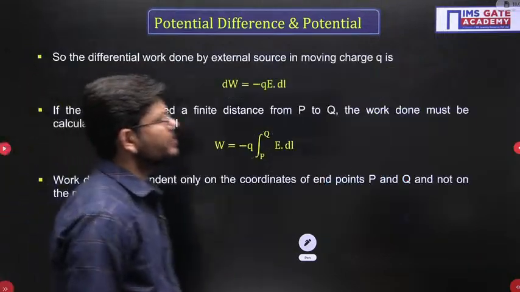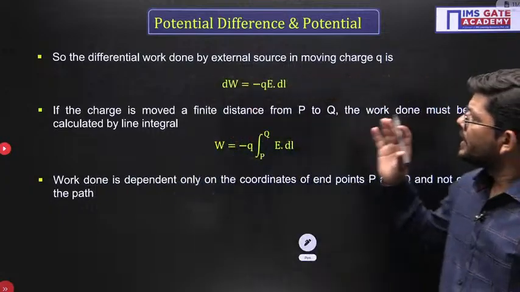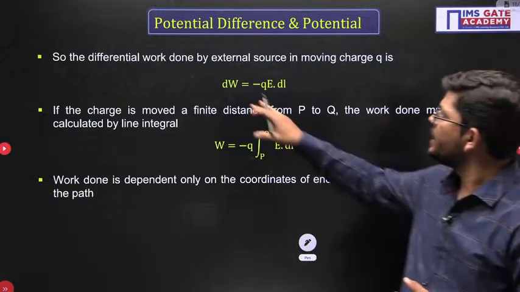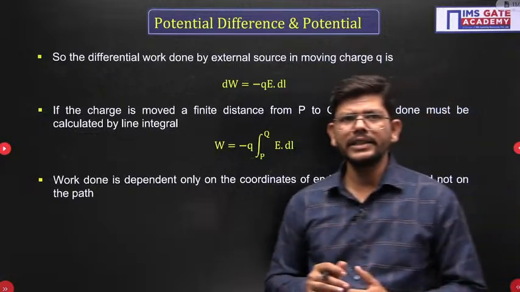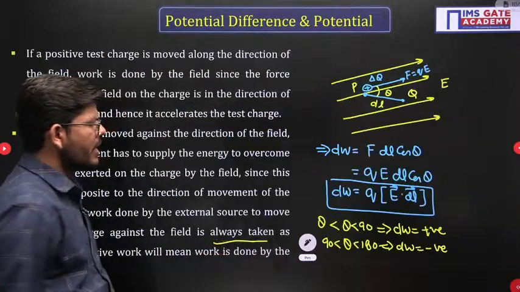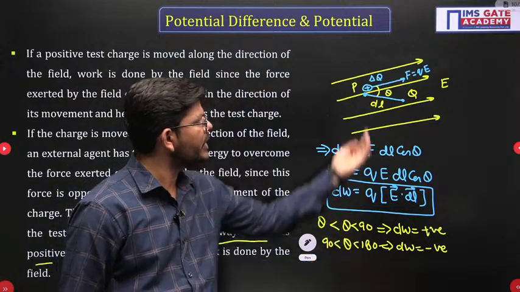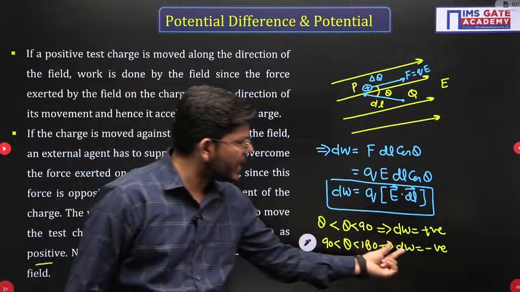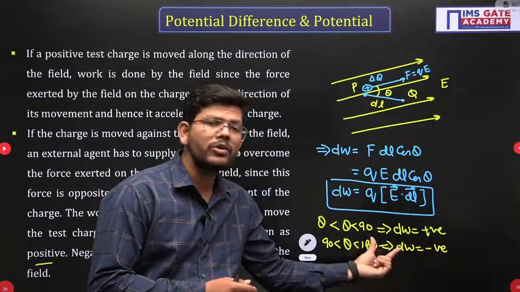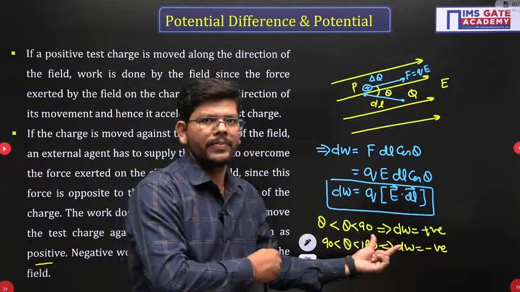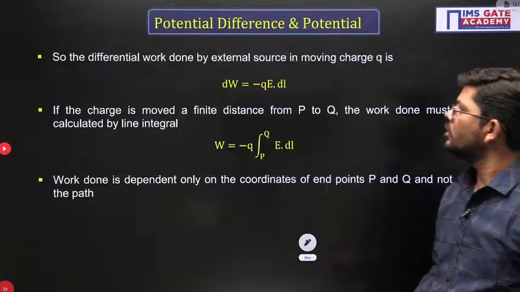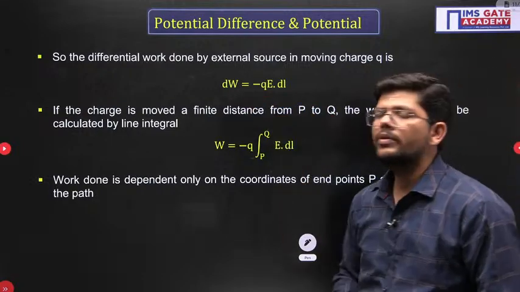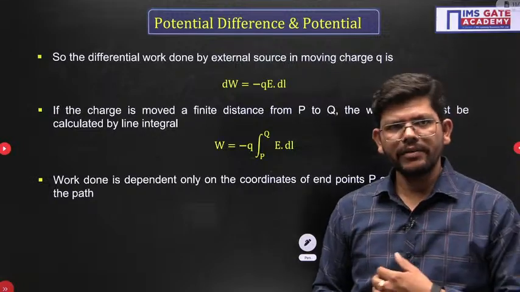Now see, what we can conclude is that the differential work done by the external source in moving the charge q will always be minus qE dl, isn't it? Just see here, naturally when theta is from 90 to 180, it will be moving in this direction, yes or no? So the natural work is coming out to be negative. So this amount of work needs to be supplied by the external source. So the differential work done by the external source in moving the charge q will be dW equals minus qE dl, that we have just calculated.